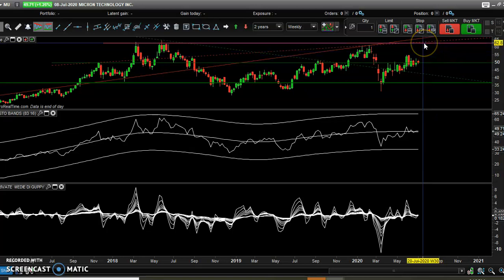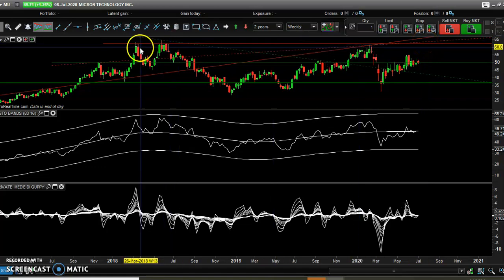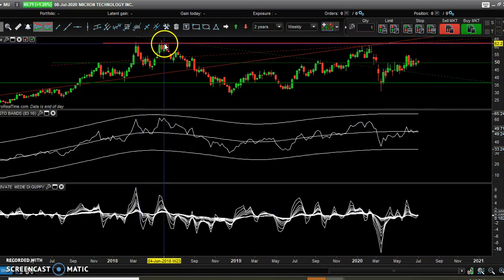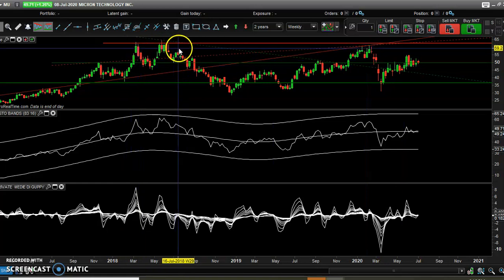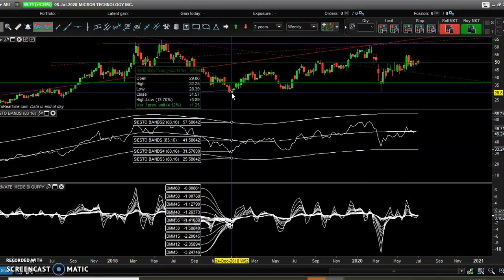The reason is that we can definitely go short around this area, 60 US dollars, where the price has tested this area so many times, 1, 2, and 3 times, and from there we've seen that Micron Technology has retraced back.